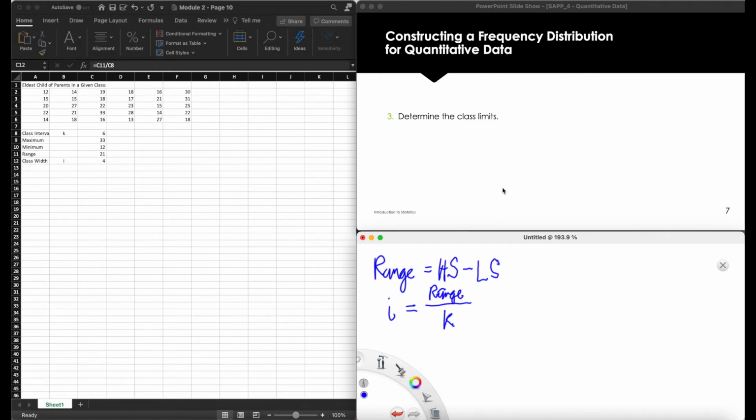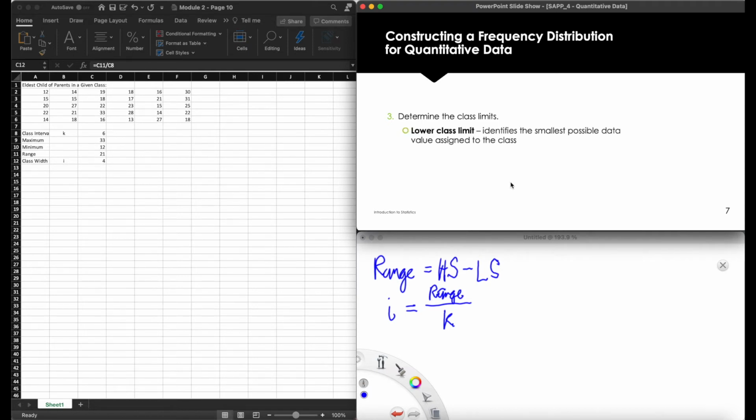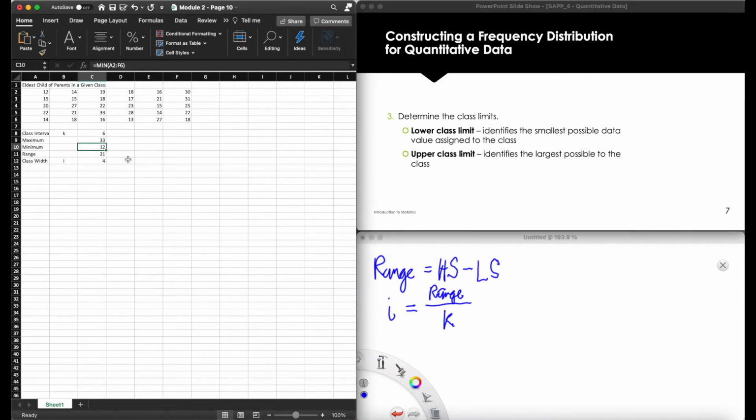So next is determine the class limits. How do we determine the class limits? We have two types, the lower class limit and the upper class limit. The lower class limit identifies the smallest possible data value assigned to that class, and the upper class limit identifies the largest possible data value. We can see that our lowest value is 12.